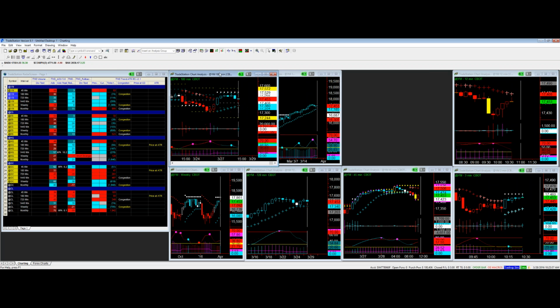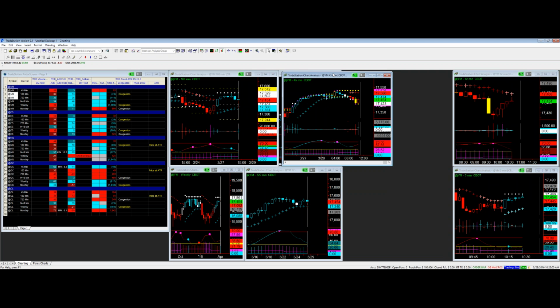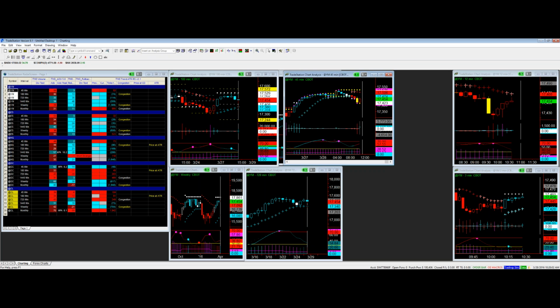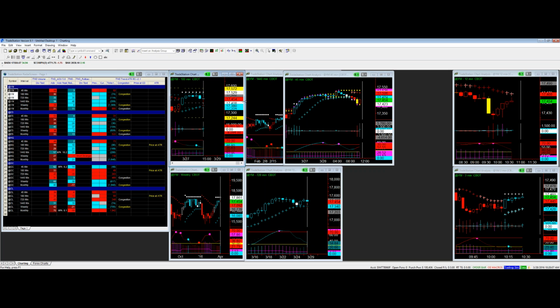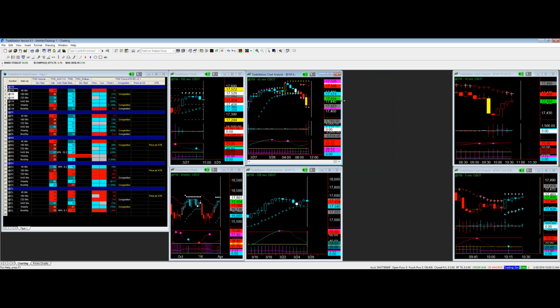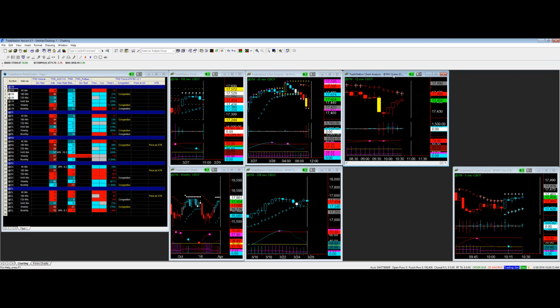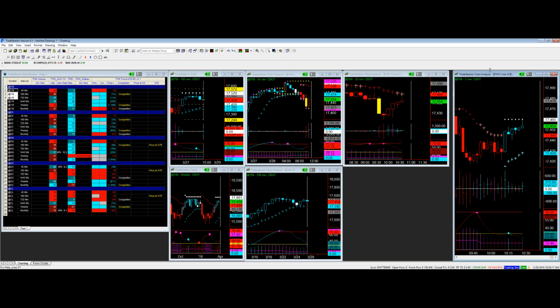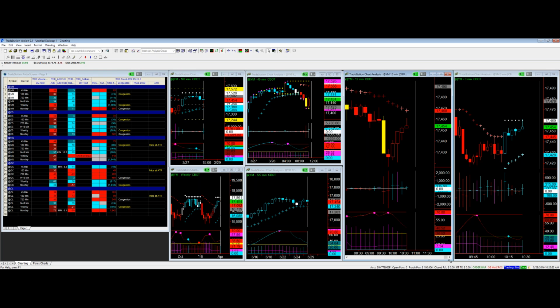I'm going to pull this one over. Now my bias on the Dow is to the downside. Do you see how they're not coming in to buy that?